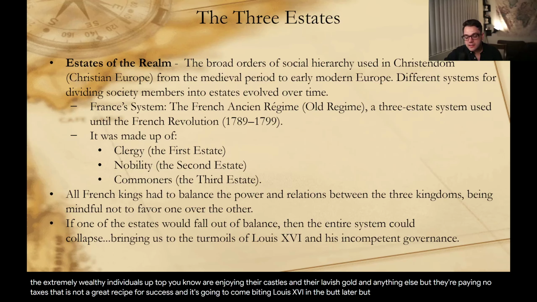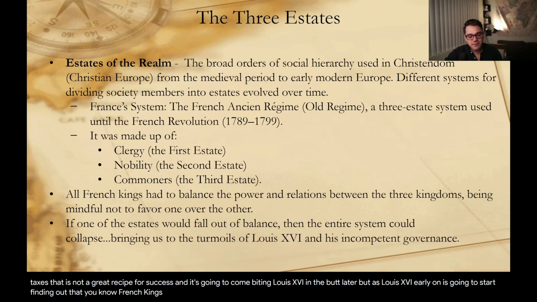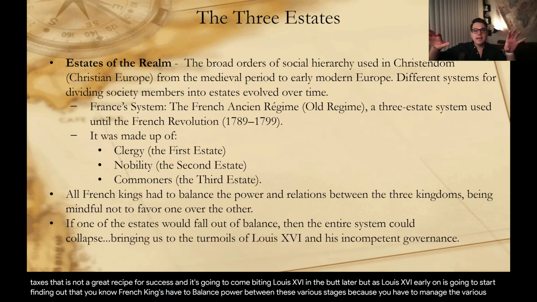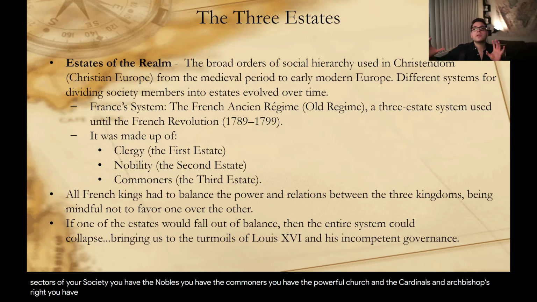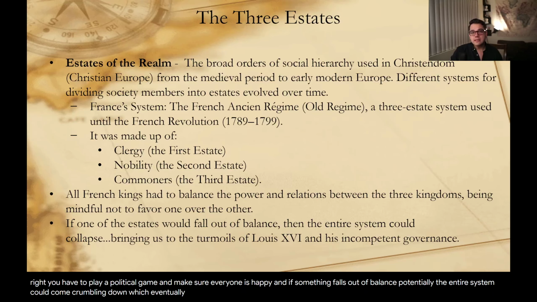But as Louis XVI early on is going to start finding out, French kings have to balance power between these various stages, because you have to manage the various sectors of your society. You have the nobles, you have the commoners, you have the powerful church and the cardinals and archbishops, right? You have to play a political game and make sure everyone is happy. And if something falls out of balance, potentially the entire system could come crumbling down, which eventually it did.